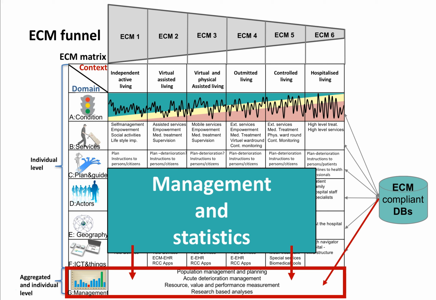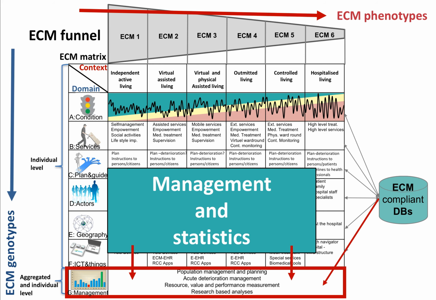When we look at the ECM matrix from an overall point of view, it appears that the context view provides comprehensive, relevant information about the current situation in the individual ECM filters. This is also characterized as the ECM phenotypes. However, if we choose to regard the ECM matrix based on its ECM domains, this view is not necessarily meaningful, but it contains meta-information characterizing the potential of the ECM. Accordingly, we call the ECM domains the ECM genotypes.